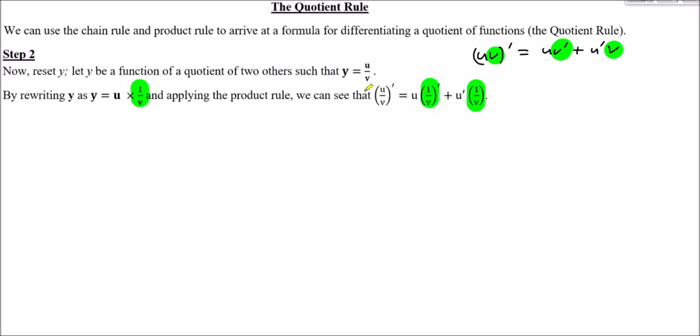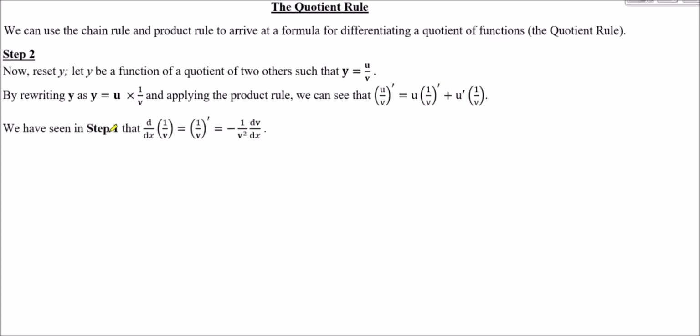But we now know from step 1 what 1 over v dashed is. So moving forward with this, from step 1, like I say, the derivative of 1 over v dashed is minus 1 over v squared times dv by dx. So we can plug this expression for the derivative of 1 over v dashed in place of it here. So piecing this together essentially now gives you the quotient rule.